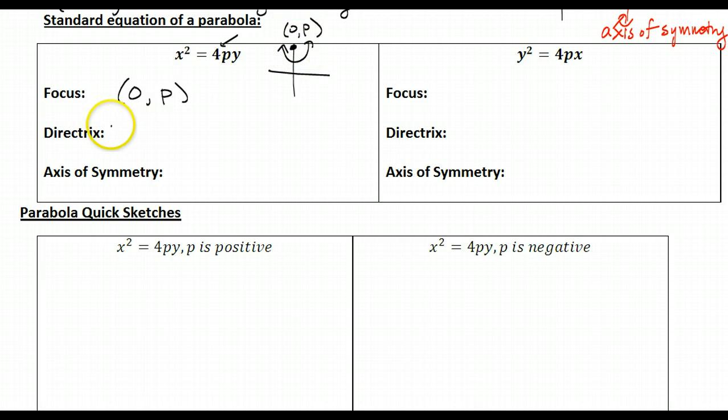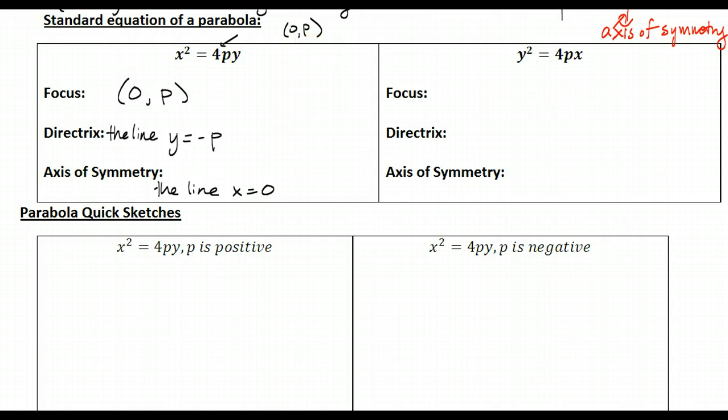And then the directrix is the line y equals negative p. That's an equation of a line. A y equals is a horizontal line, and then the axis of symmetry is the line x equals 0, because all the ones we're doing today have a vertex that's going to be at 0, 0. So not until we get to 10.2 part 2 are we going to see ones that don't have a vertex at 0, 0.